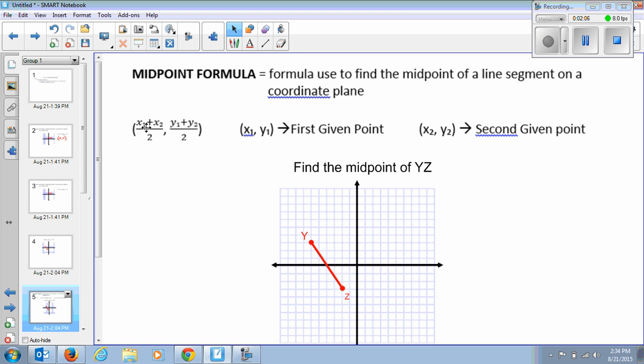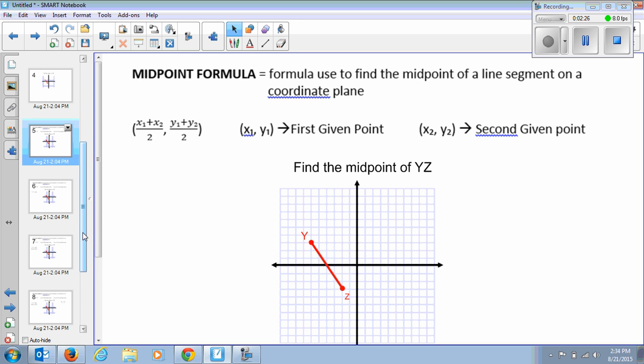x1 represents the x coordinate of the first point. x2 represents the x coordinate of the second point. And then we'll find the average of our y coordinates. So basically, it's two formulas in one to write an ordered pair. y1, the y coordinate of the first point. y2, the y coordinate of the second point. I've given it over here a key for you saying what's the first and second point, just in case somebody gets lost.